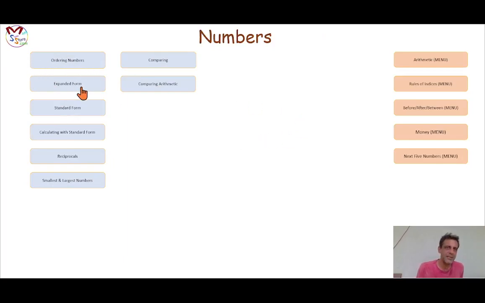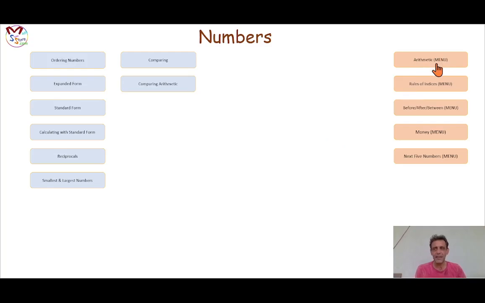So the numbers menu, there's a lot in here. We've got ordering numbers, expanded form, standard form, calculating the standard form, reciprocals, smallest and largest numbers, comparing numbers, comparing arithmetic, and comparing arithmetic. They're both on the comparing menu.